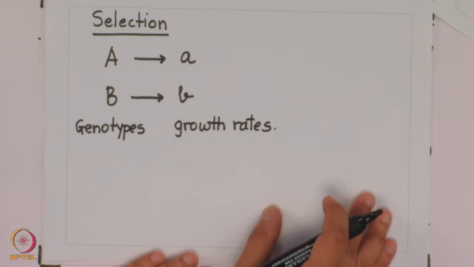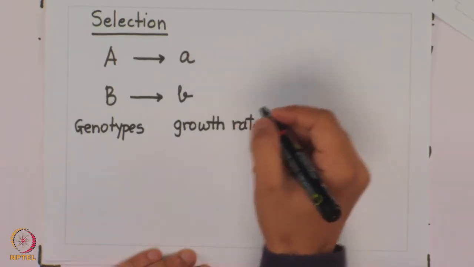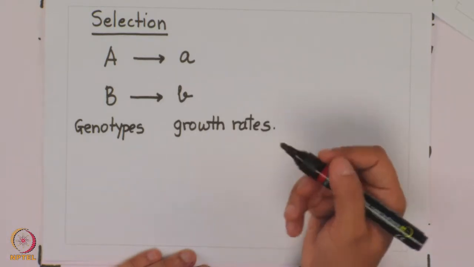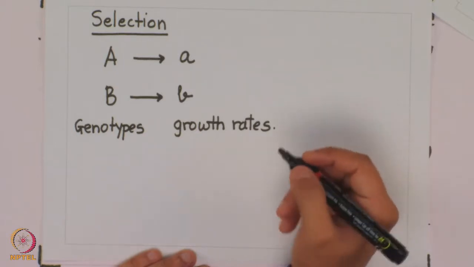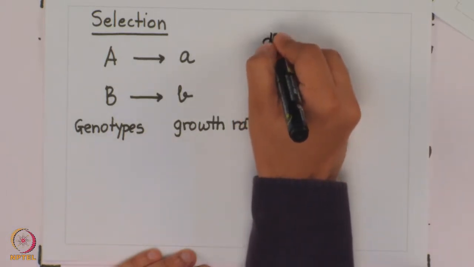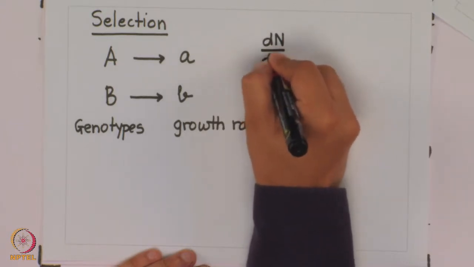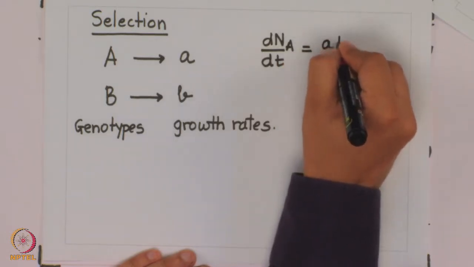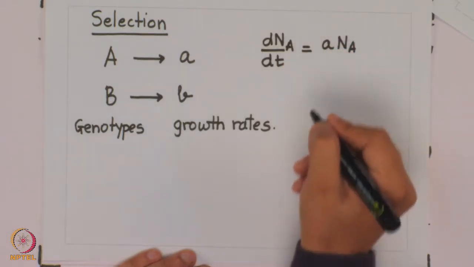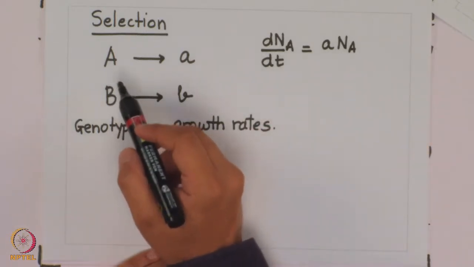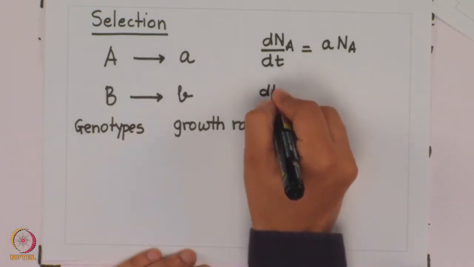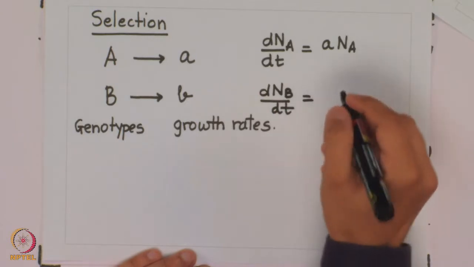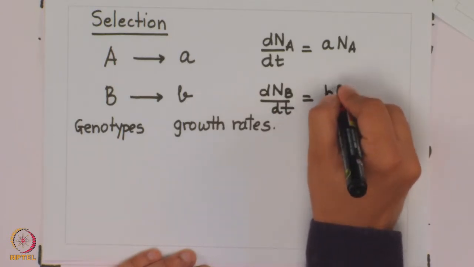And now what we will try and do is understand how their ratios change as we go forward in time if these two genotypes are co-inhabiting an environment. So, if we go back to the differential equation model, we have dNA/dt equal to A times NA, where NA represents the number of individuals of type A, and dNB/dt equals B times NB.